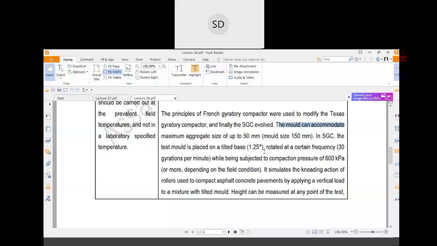So in the Super-pave design, the main concept is whenever you are designing for the Super-pave, all the testing materials should be tested based on the actual field condition rather than the laboratory maintained temperatures.